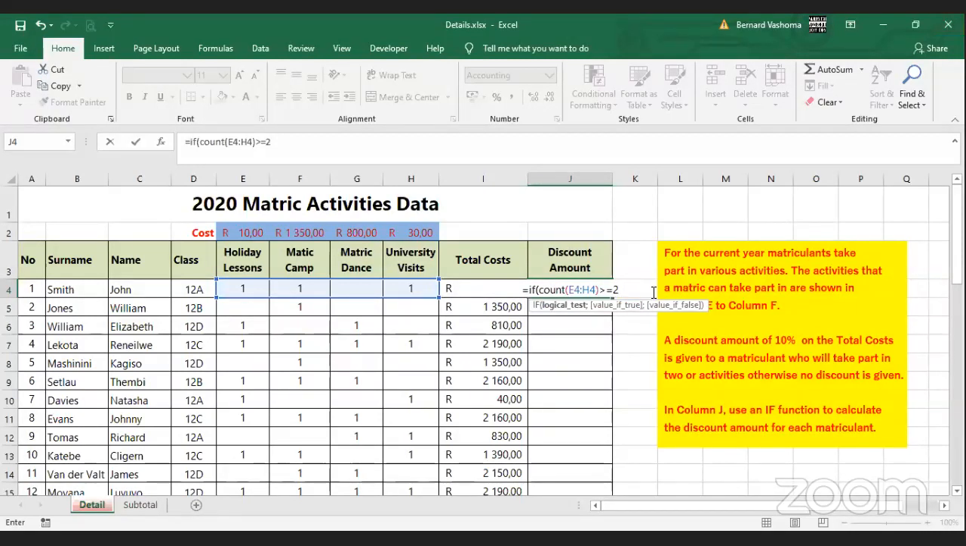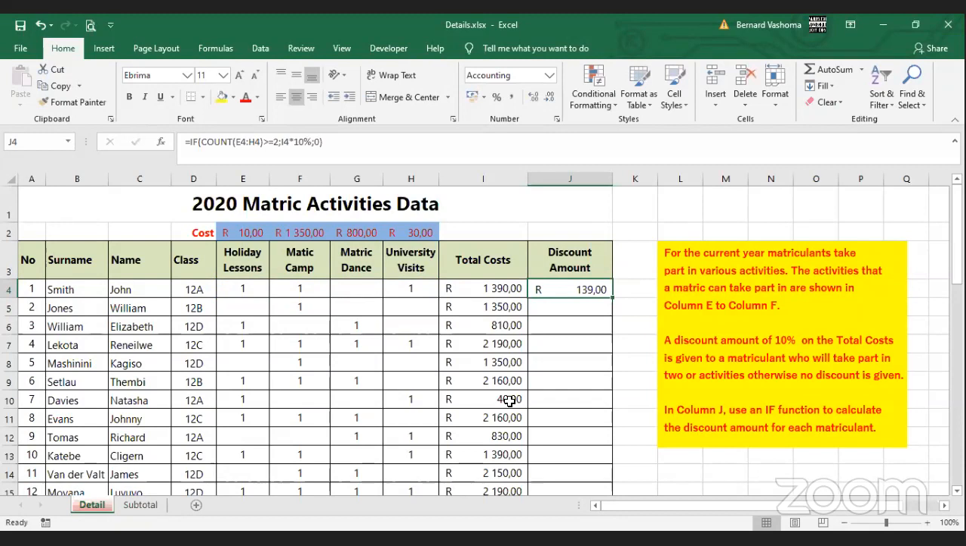So now here we're going to have the value if true, a discount amount of 10% on the total cost, right? So here we're trying to calculate the discount amount. The total cost is found in I4, right? So I4 times 10%, because that's the discount amount. This is now our output value for value if true. Then if the matriculant is not taking part, maybe it's taking part in one activity or no activity, so there will be no discount. So we put 0, close bracket.